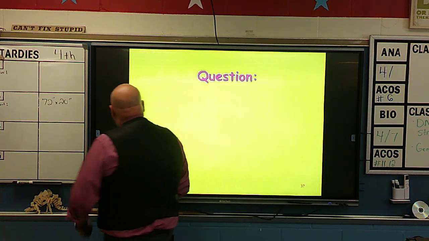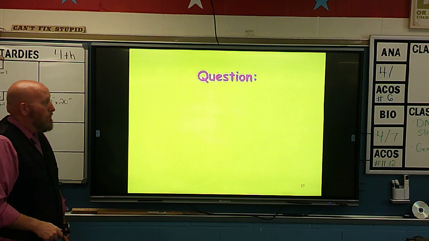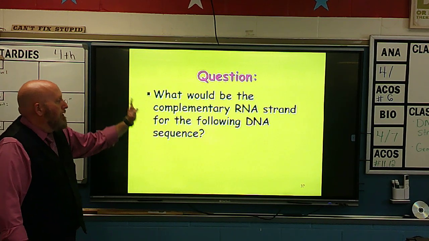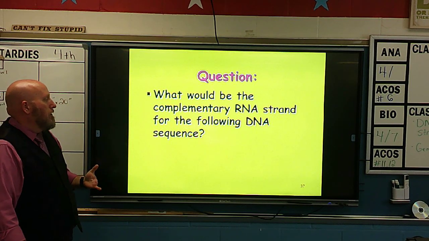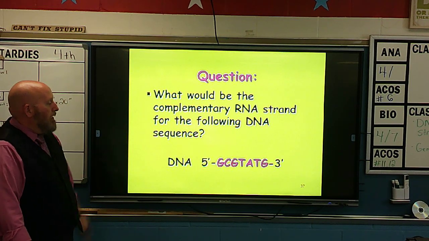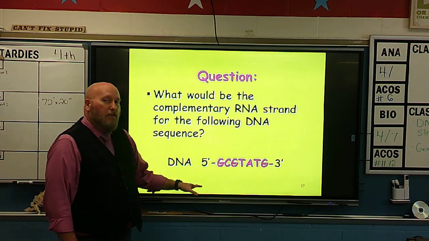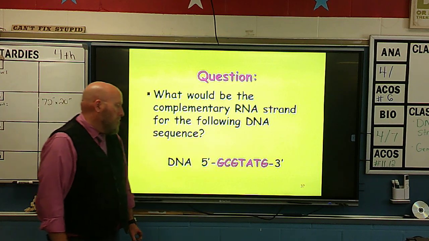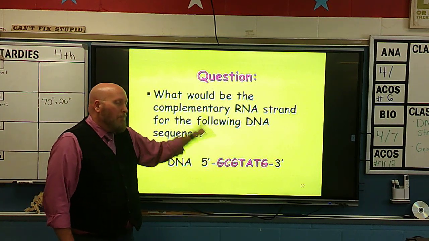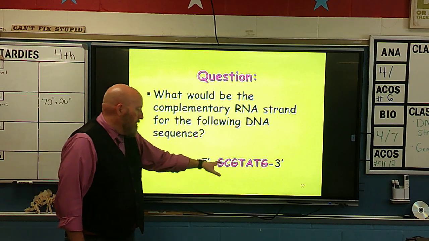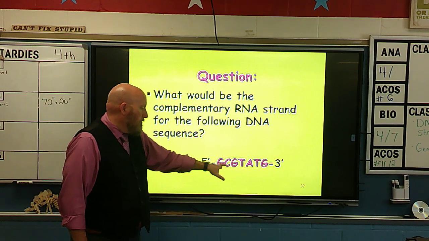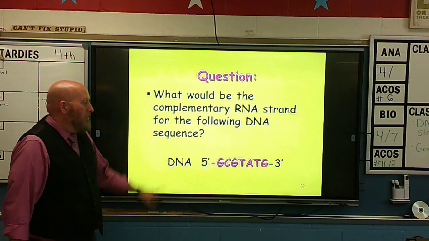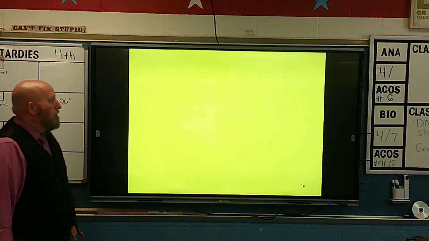Okay? So I have a question for you. Okay? Real simple, real straightforward. What is going to be the complementary RNA strand for the following DNA sequence? Here's my DNA sequence. Looks familiar from the other day, doesn't it? C, G, C, T, A, T, G. Well, what's complementary? Well, we saw with DNA, it would be C, G, C, A, T, A, C, right? But this is RNA, it's not DNA.